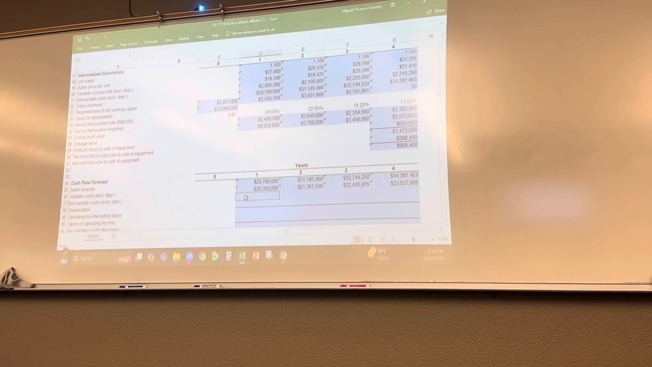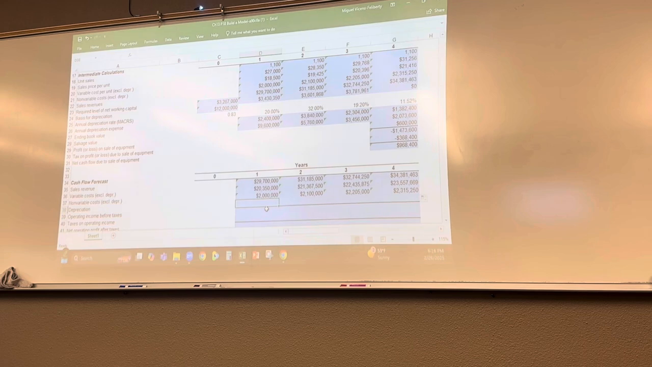Now, non-variable costs, that's also called fixed costs. So that I can just point at these numbers we calculated before. And finally, I have my depreciation expense.